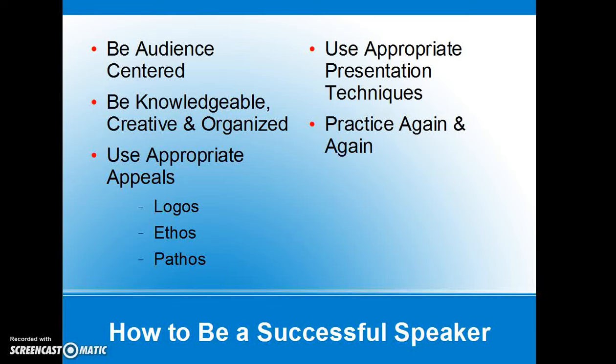The next thing is being knowledgeable, creative, and organized in your writing and presenting of your speech. So if you choose a topic that you don't know anything about, there's a high likelihood that you might misunderstand information or give information that isn't completely correct.